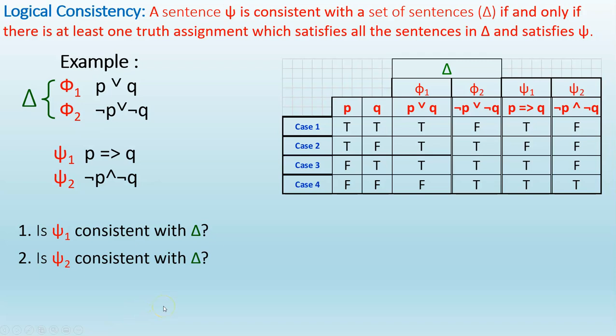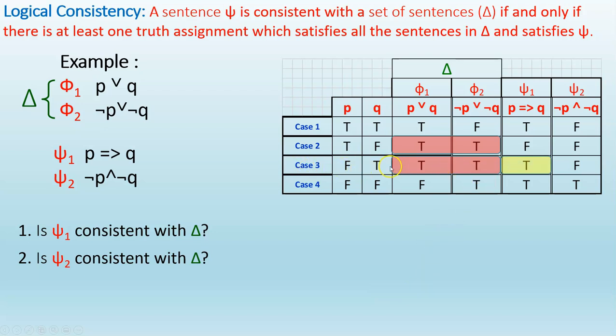Looking at the definition, it reminds us that what we're looking for is the cases where the sentences in delta are satisfied, and that's case 2 and case 3. Then we want to ask ourselves, is there at least one of those cases that satisfies psi? And the answer is yes. That's why the truth table is so valuable. It's right there in front of us.